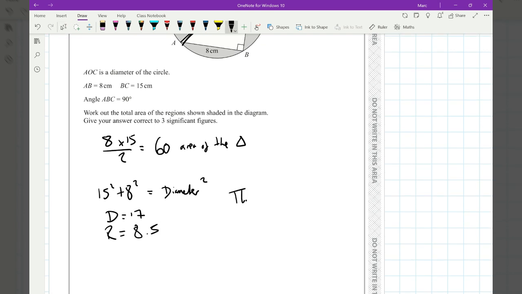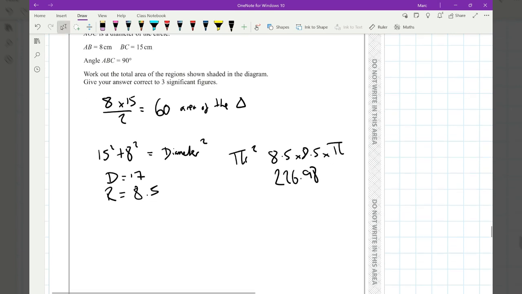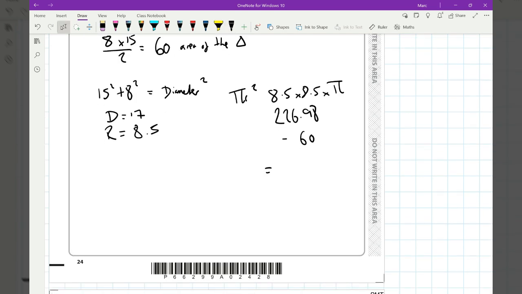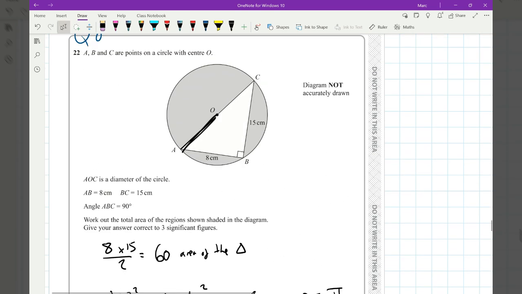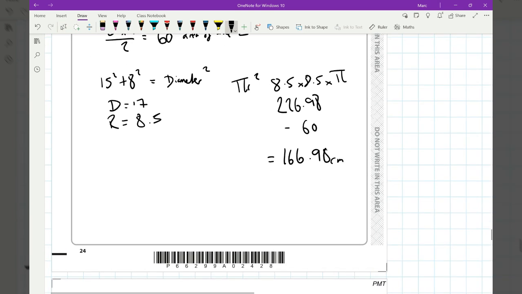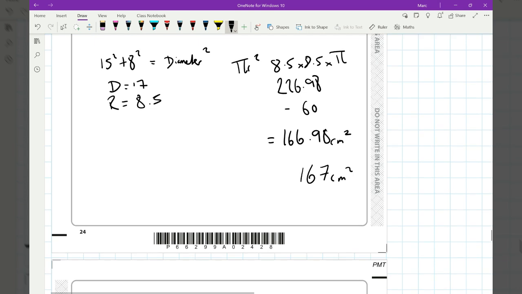Now from there, pi r squared is the area of our circle. So we can do 8.5 times 8.5 times by pi. Oh, funny calculator. 226.98, and if we subtract the 60, that will tell us the area of all the other regions, 166.98. And what units are we using? Centimeters squared. I've just seen that it wants 3 significant figures, so 167 is the answer for us.